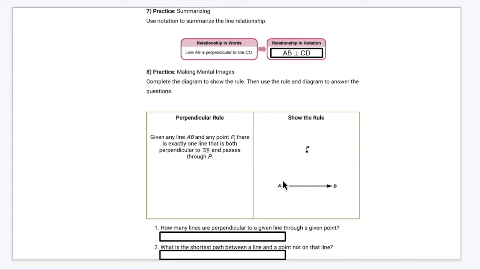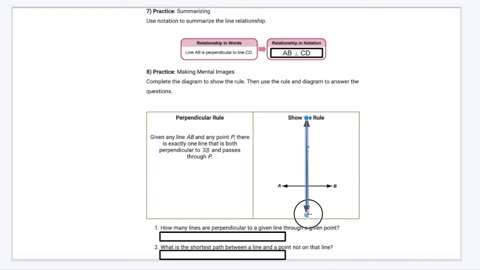Okay. And then I want to complete the diagram to show the rule. So given any line AB and any point P, there's exactly one line that is both perpendicular to AB and passes through P. So what I'm going to do is draw a line, so I'm going to select an arrow, right? And I'm going to make sure that it's going 180 degrees up and down, and then I'm going to make sure that I have arrows on both ends. I'm going to make that a little bit thicker, okay? And then I want this line to go through P and also be perpendicular to AB. Okay, so I just drew that.